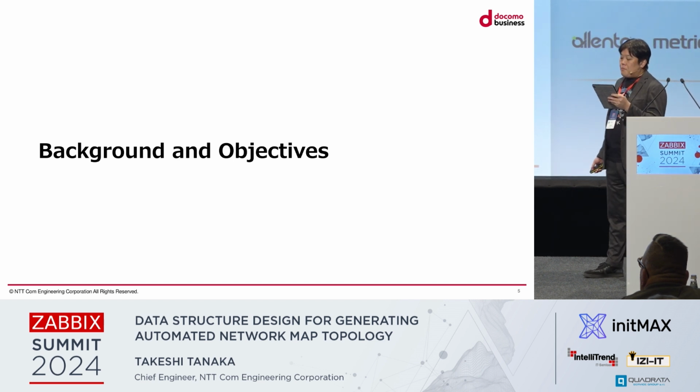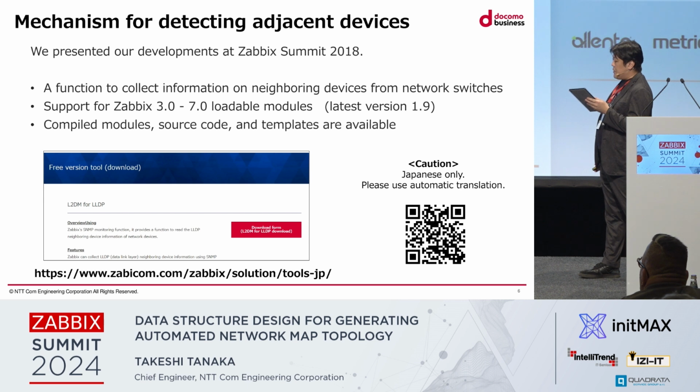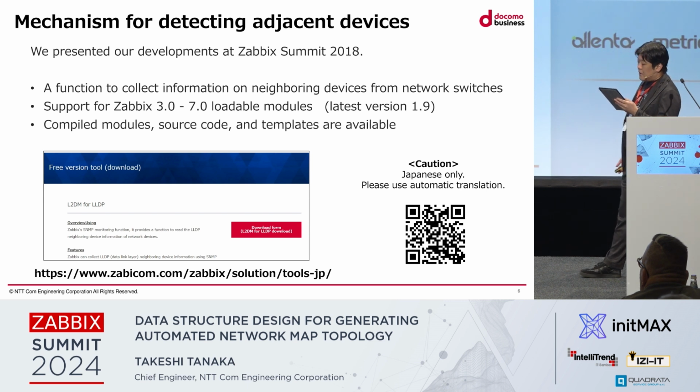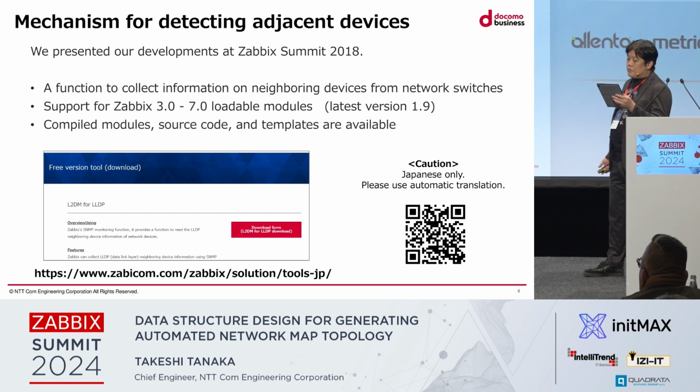This section provides background of the development of network visualization technology. In order to draw network topology, a mechanism is needed to detect connection between devices. At Zabbix Summit 2018, I presented a technology of acquiring link layer discovery protocol neighbor device through Zabbix SNMP monitoring.